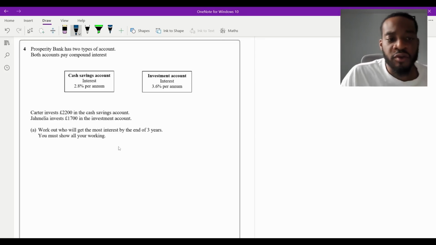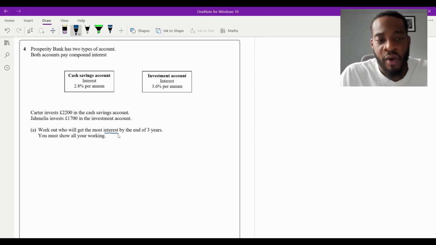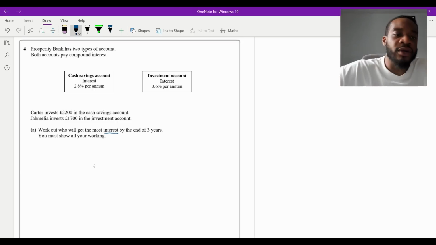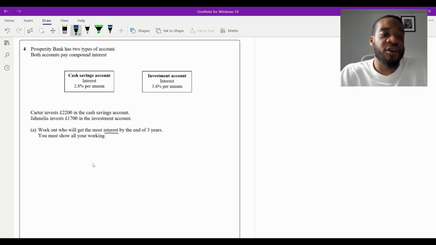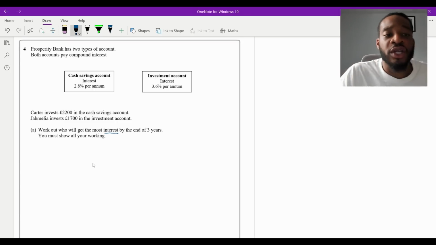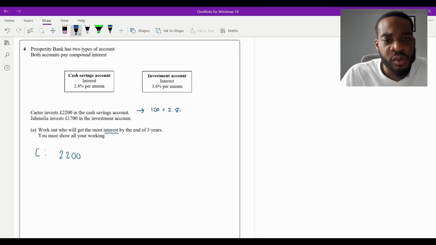Now remember, the question asks us for the most interest, not who has the most, right? So what you want to do is obviously figure out how much money they make after the 3 years and then take the original amount from that amount to figure out the interest, right? So firstly, let's start with Carter. What do we know? He starts with £2,200, right? And the interest rate in the cash savings account is 2.8% per annum. Remember, that's going to be 100 plus 2.8, which is going to be 102.8%, isn't it? And the multiplier, dividing that by 100, is going to be 1.028, isn't it?